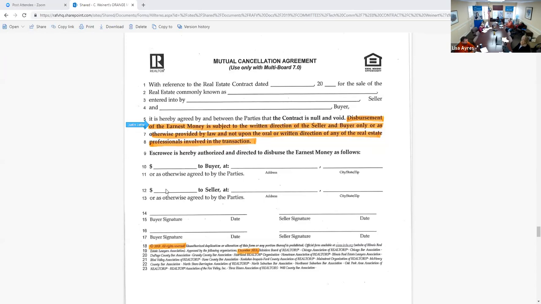The disbursement of the earnest money is subject to the written direction of the seller and the buyer only, or as otherwise provided by law, and not upon the oral or written direction of the real estate professionals involved in the transaction. Okay. Most real estate companies are not going to release earnest money without the signatures of both parties. It's not going to be that the attorney said it's okay, or the attorney sent an email saying it's okay to return the money. That's not going to work. So you're going to have it signed by the parties. It talks about how the money is being apportioned, and it has the addresses for the party. Okay? So some changes to that form.